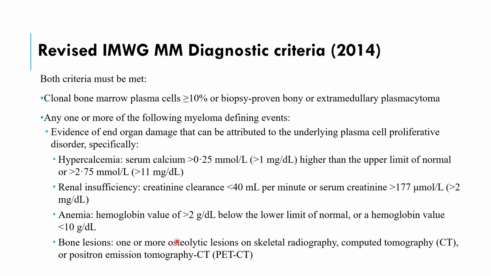And bony lesions, one or more osteolytic lesions on skeletal radiography, CT, or PET-CT. So, according to the revised diagnostic criteria, both criteria must be met. First, clonal bone marrow plasma cells more than or equal to 10%, or biopsy-proven bony or extramedullary plasmacytoma. Either this, plus one or more of the following. This is the CRAB criteria. So plus one or more from the CRAB criteria.